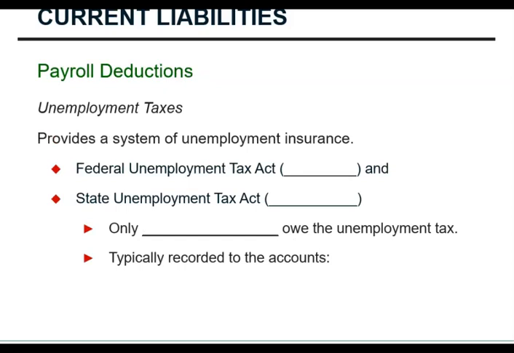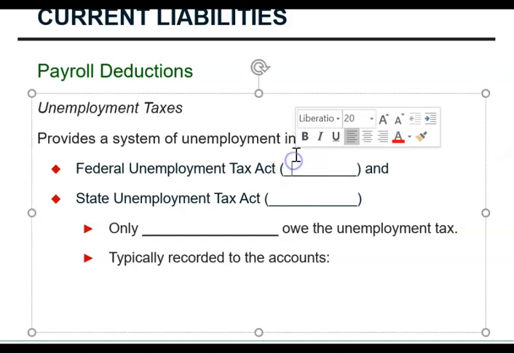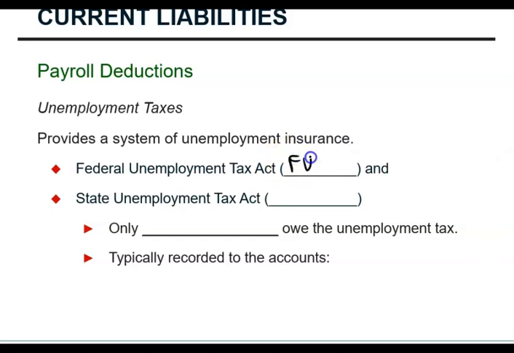Unemployment taxes, we know what that is, right? The employers only pay or owe and then pay unemployment taxes. This is a benefit that the government pays out to people that are unemployed and do qualify for unemployment benefits. The Federal Unemployment Tax Act, we refer to that as FUTA taxes payable, and the State Employment Tax Act, we refer to that as SUTA, State Unemployment Taxes Act payable.